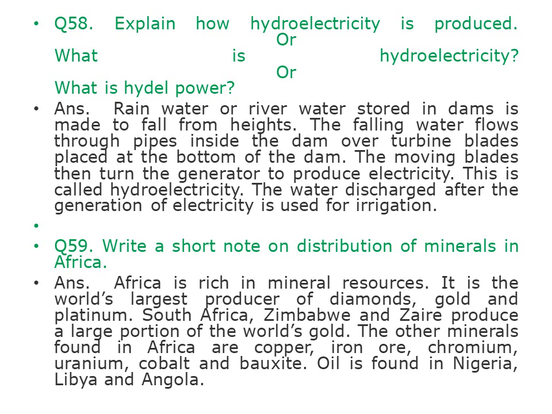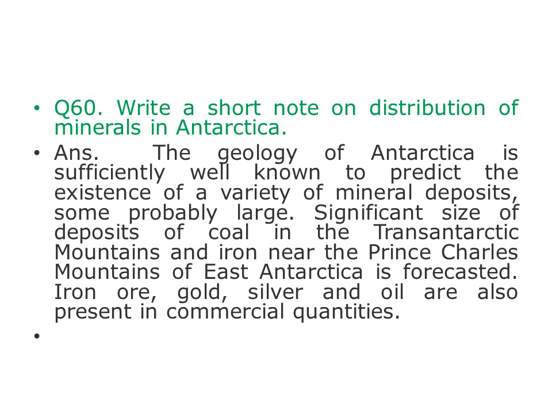Write a short note on distribution of minerals in Africa. Africa is rich in mineral resources. It is the world's largest producer of diamonds, gold and platinum. South Africa, Zimbabwe and Zaire produce a large portion of the world's gold. The other minerals found in Africa are copper, iron ore, chromium, uranium, cobalt and bauxite. Oil is found in Nigeria, Libya and Angola.